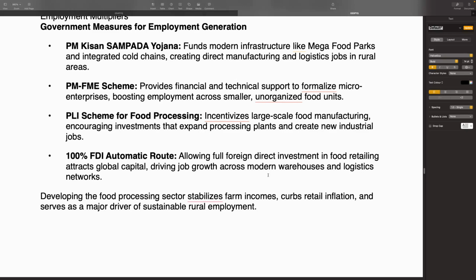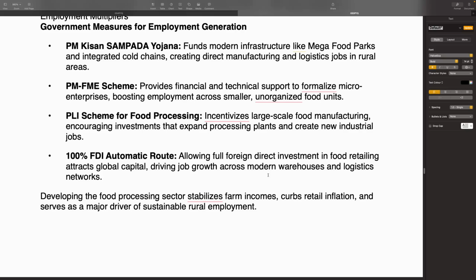Government measures for employment generation. PM Kisan Sampada Yojana funds modern infrastructure like mega food parks and integrated cold chains, creating direct manufacturing and logistic jobs in rural areas. PM FME scheme provides financial and technical support to formalize micro enterprises, boosting employment across smaller or unorganized food units.